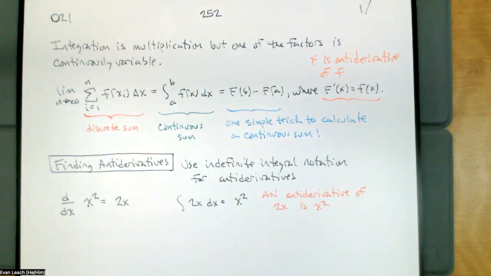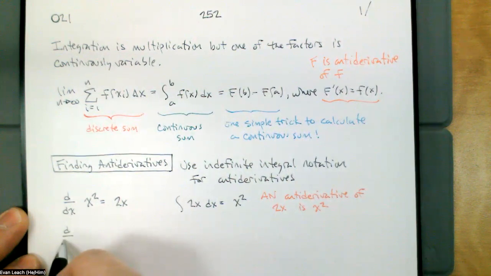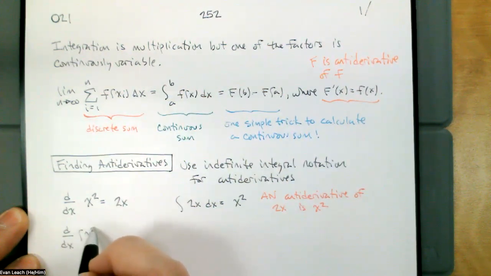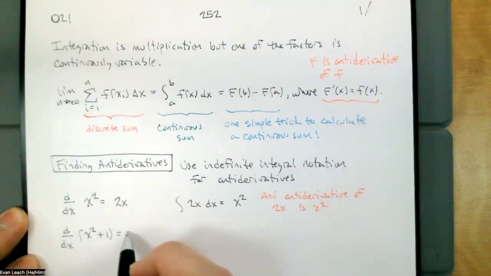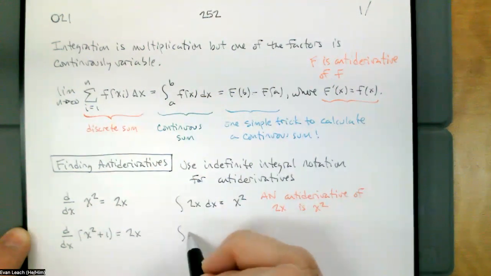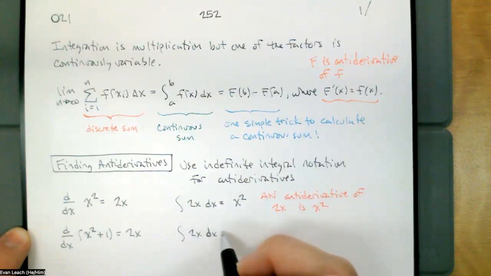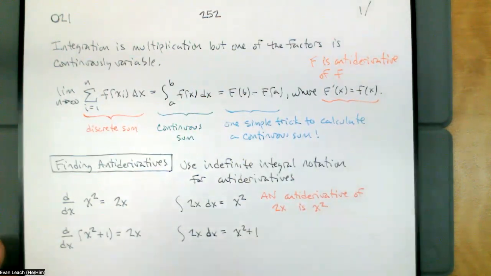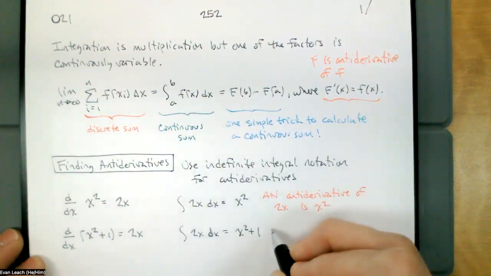Why did I say an antiderivative and not the antiderivative? Because if there's a constant term, when we took the derivative, that went away. So the derivative of, say, x squared plus 1 is also 2x. x squared and x squared plus 1 have the same derivative. So we could say that an antiderivative of 2x dx is x squared plus 1. So there's another antiderivative of 2x.